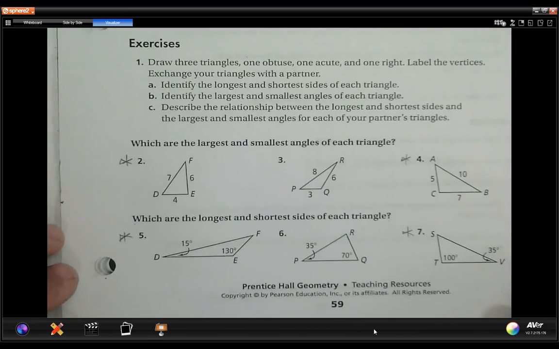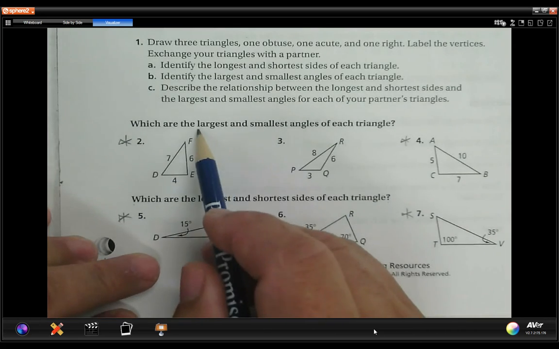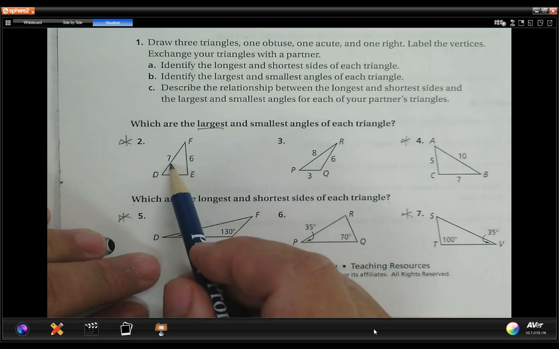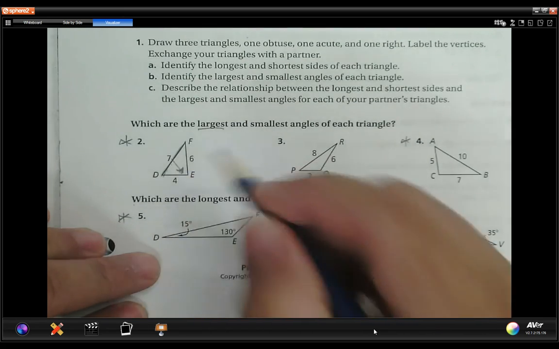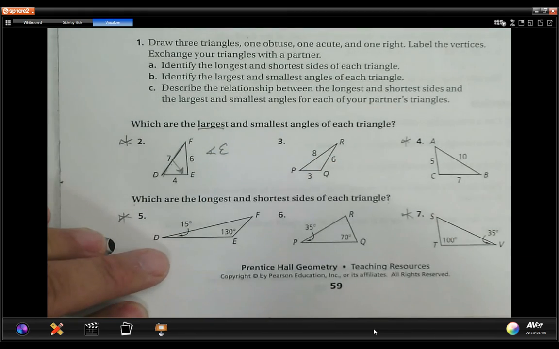So let's look at some examples here. Number 2, it says, what are the largest and smallest angles of each triangle? Well, the largest angle is going to be across from the largest side. The largest side is 7 right here. So that means the largest angle is angle E. And again, we can just use that little mark for angle.